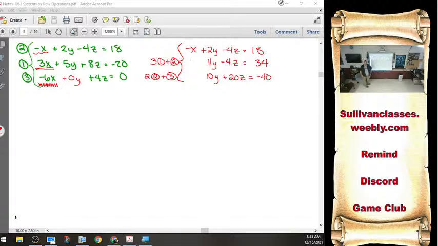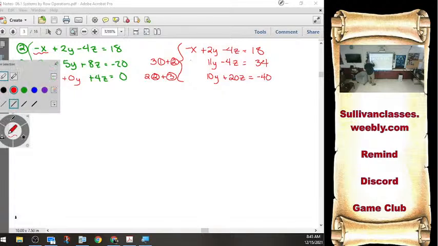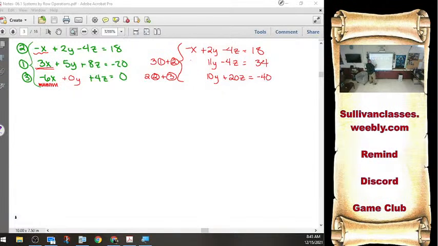Can I do anything to clean this up a little bit? See, that last row is now completely divisible by 10. Now, when I divide that row by 10, technically multiply by 1/10, this is going to be 1y, 2z, and -4.